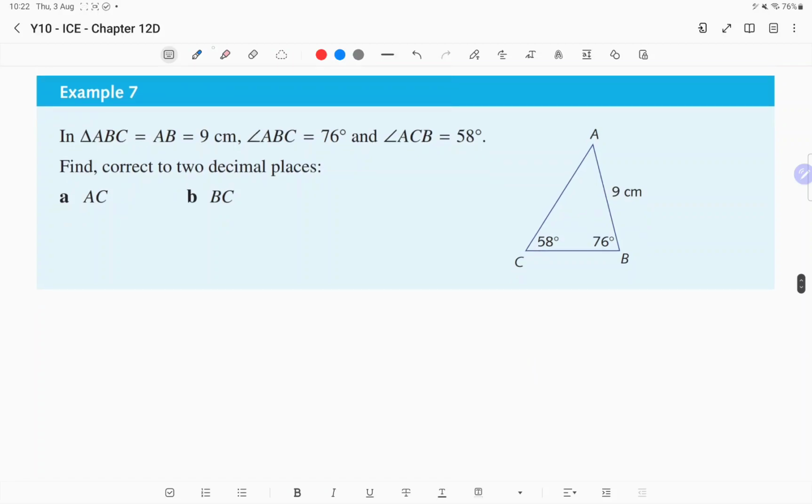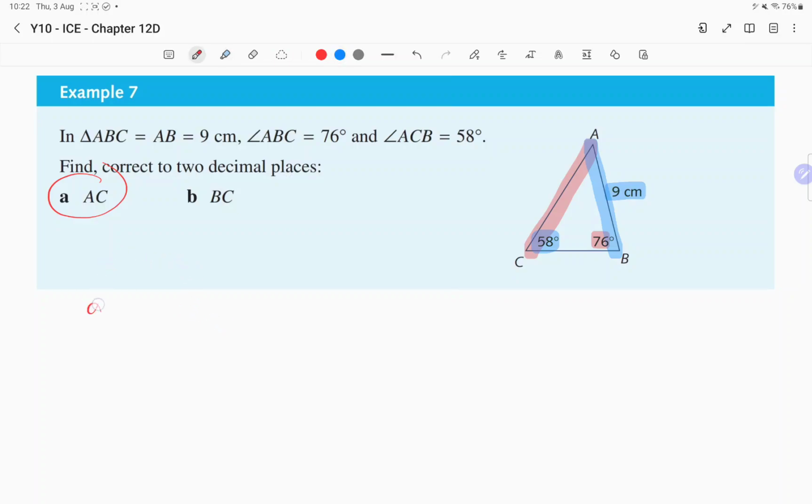All right, let's have a look at this example here. Find correct to two decimal places. Question A is AC. Let's have a look at the side AC here. What's the opposite angle? Do we know that? Yes, the opposite angle is 76 degrees. And do we have another side and opposite angle? Yes, we do. This side here is 9 centimeters and the opposite angle is 58 degrees. So let's start with that.